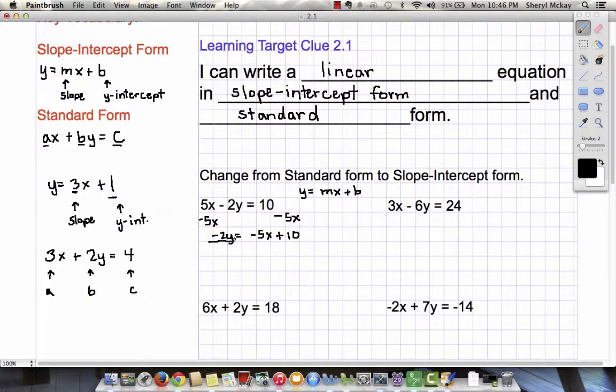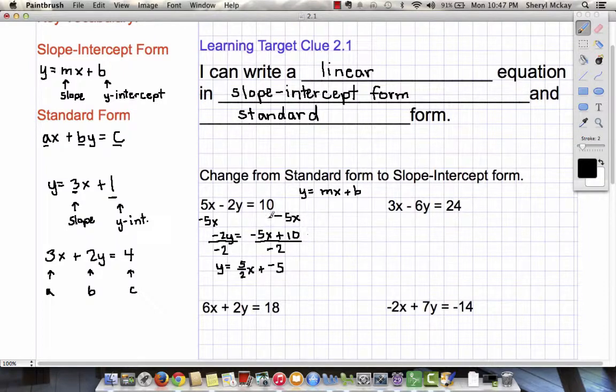So to get rid of that negative 2, I'm going to divide by negative 2 on both sides, and that means I have to divide everything on the other side by negative 2. I have to divide the negative 5x, and I have to divide the 10. So now when I do that, I end up with y, which is isolated, equals negative 5 divided by negative 2 is a positive 5 halves x plus 10 divided by negative 2 is a negative 5.